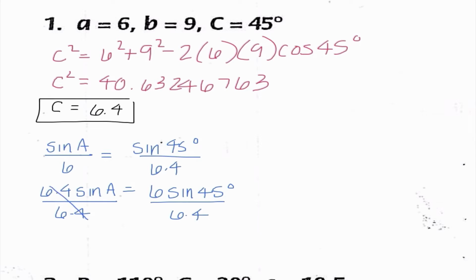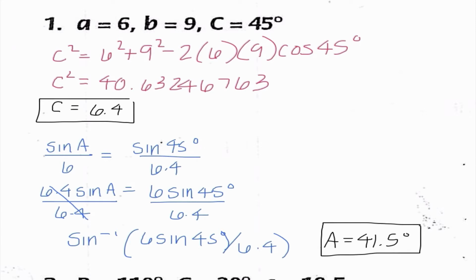Now in my calculator, since I'm finding an angle, I know I need to use sine inverse. So in my calculator, I'm putting sine inverse of 6 times sine of 45 degrees, and it is really important that I close the parenthesis after 45, divided by 6.4. And when I put this in the calculator, I end up getting that angle A is 41.5 degrees.